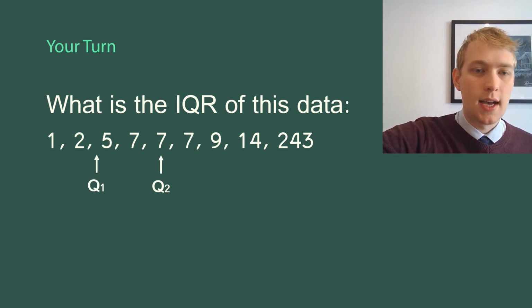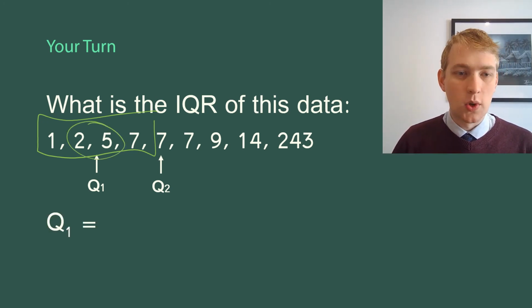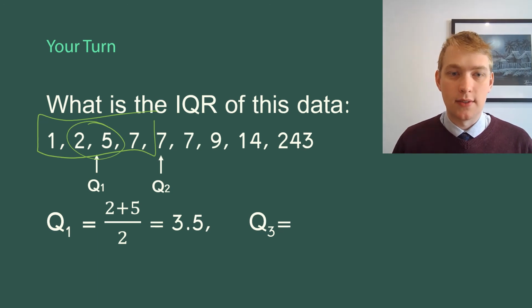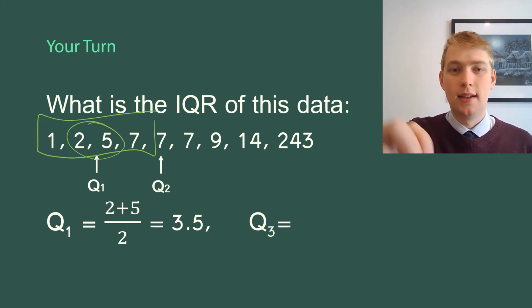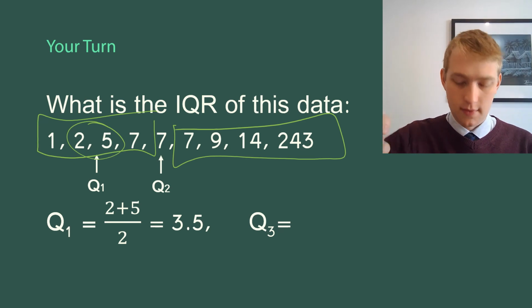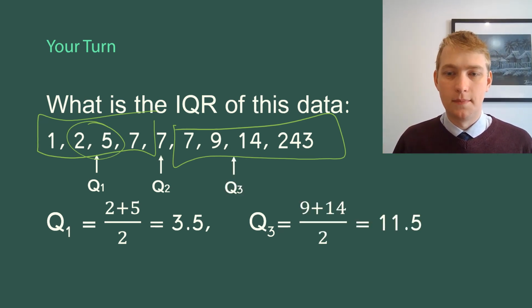Now we look at the first half of the data, and this time it's going to be in between the 2 and the 5. So quartile 1 is going to be (2 + 5) divided by 2, the average of these two numbers, just like if we're finding median, and we get 3.5. Now we need to find quartile 3. So we're looking at this section. The middle of that is going to be this one. And we find the average of the 9 and the 14, which is going to give us 11.5.